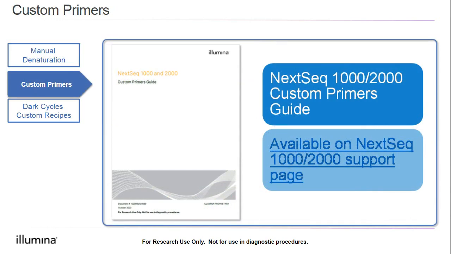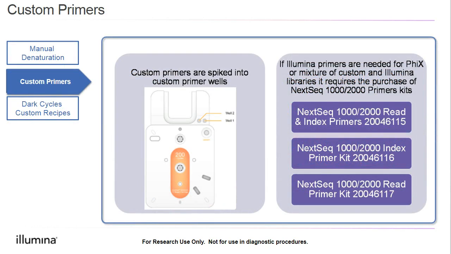Next, for custom primers workflow, I have the guide linked here. Custom primers are spiked in to the custom primer wells as depicted in the image here. If Illumina primers are needed for Phi-X or a mixture of custom and Illumina libraries, it does require the purchase of the NextSeq 2000 primer kits. I have the different kit types listed with the part numbers here.